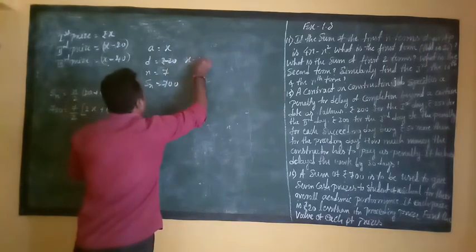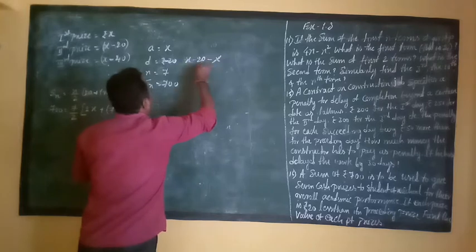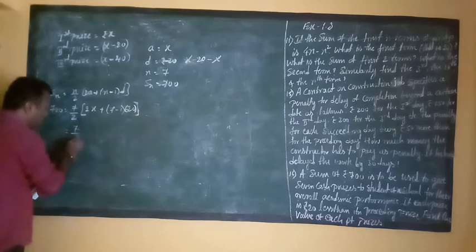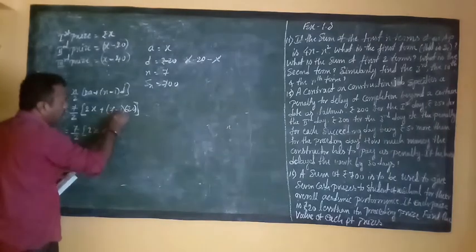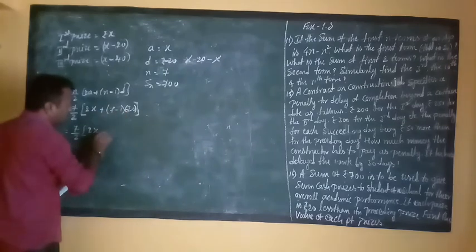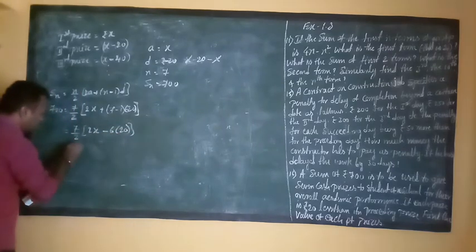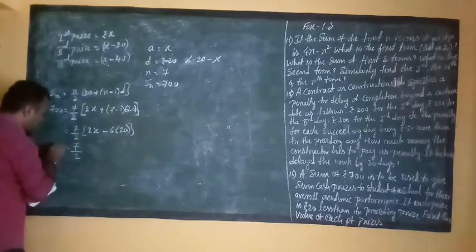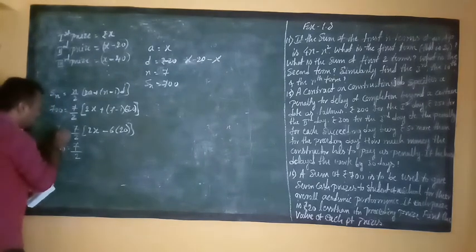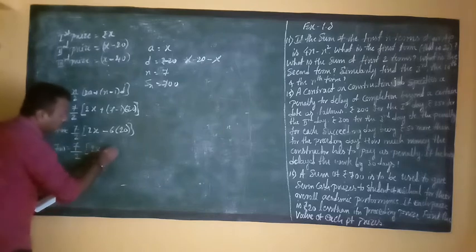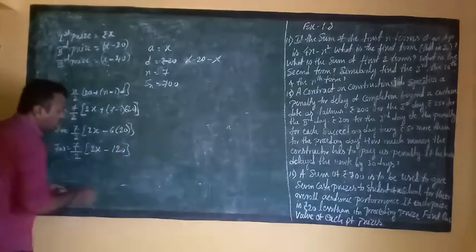x minus 20 minus x, minus x plus x cancel, minus 20. So next is equal to 7 by 2 into 2x plus 7 minus 1, 6, into minus 20, 6 into 20. So therefore 7 by 2, this is 700, this is also 700. So 2x minus 120, 6 twenties is 120.